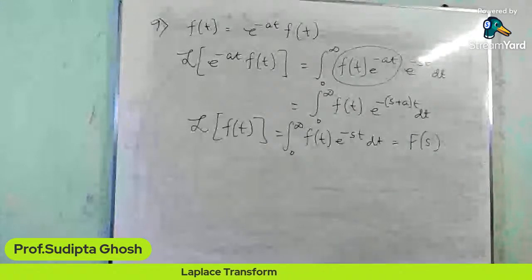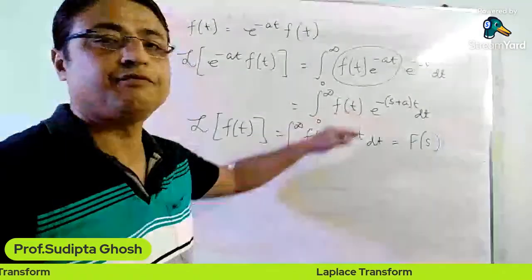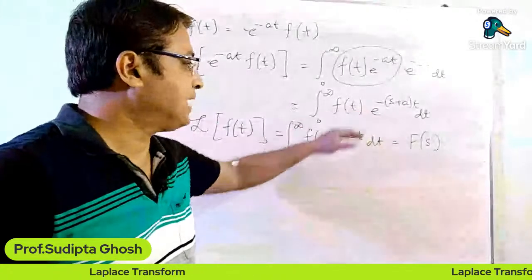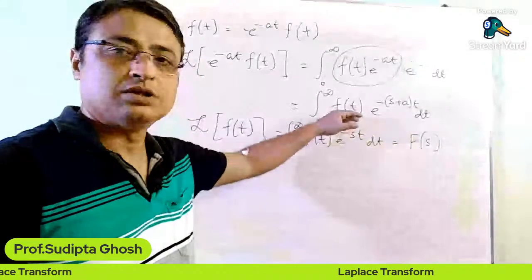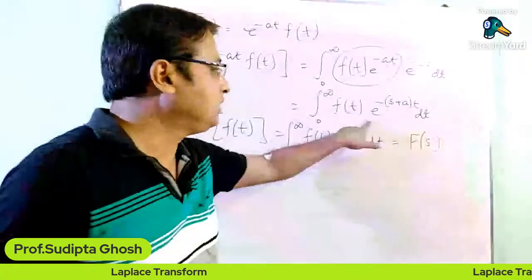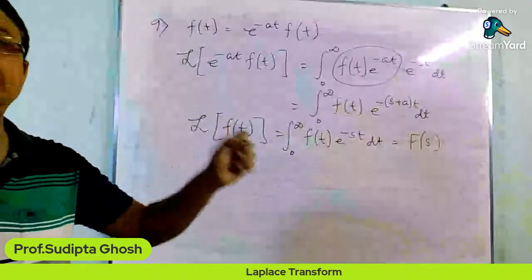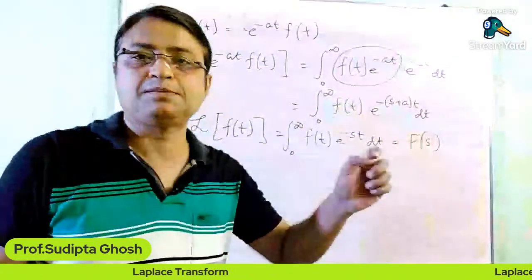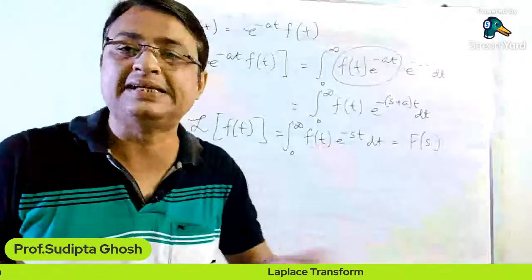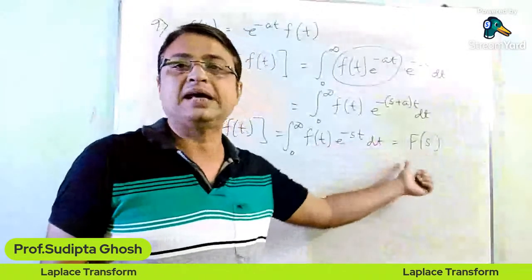Why have I written this again? I have written this to compare these particular forms. Just have a careful look and compare these two values. Here we have f of t times e to the power minus (s plus a) t dt, where a is a constant, and here we have f of t times e to the power minus st dt, and that can be written as F of s.